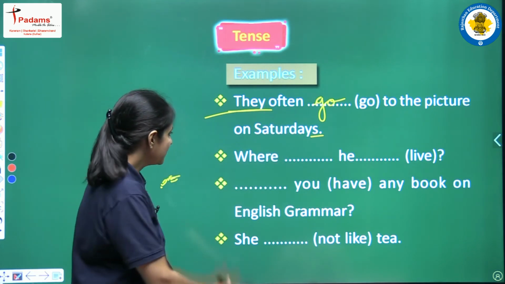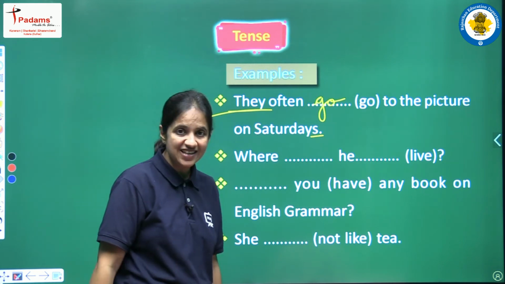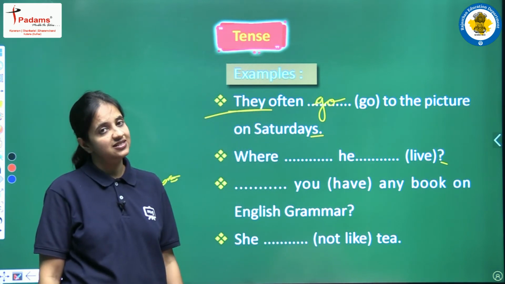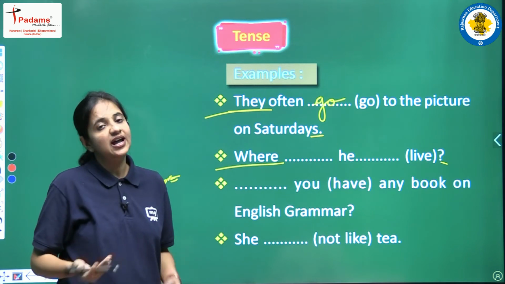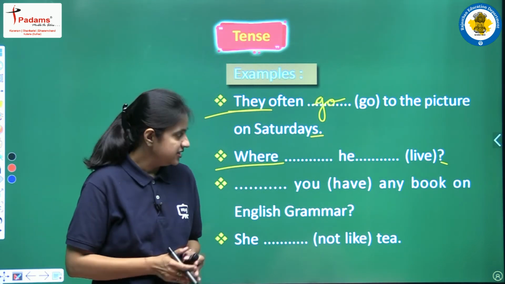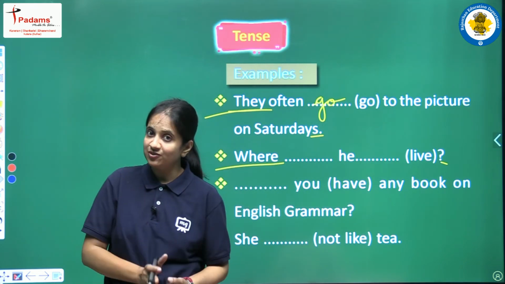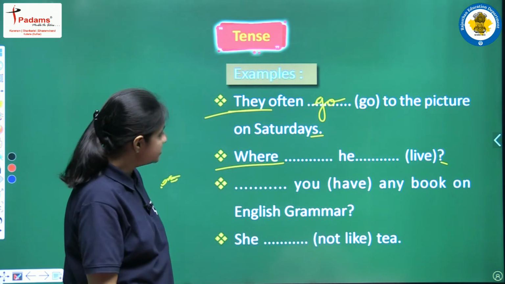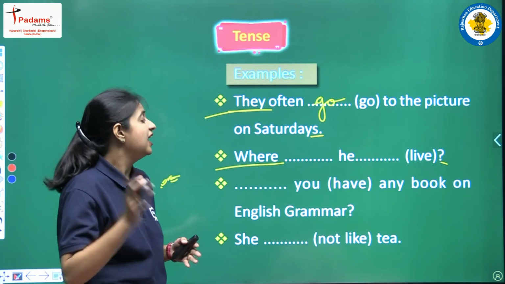Clear? Second is where he live, and yes, at the end we are having one question mark. It means this is an interrogative sentence, and we are having the question word also, that is where. Okay, so again this is an interrogative sentence, that is clear. So we have to use a helping verb also, and the main verb according to the subject, that we will discuss. So first of all, let's discuss the helping verb first.